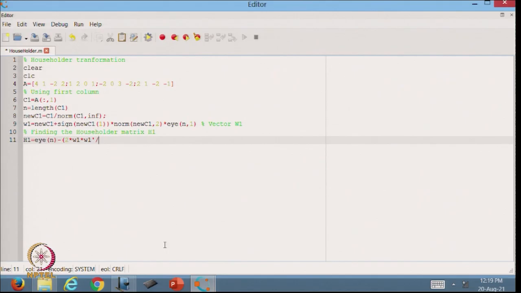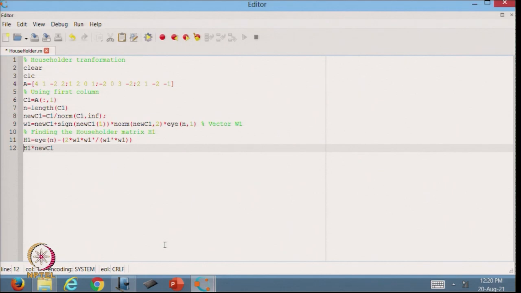and now this is the value we are going to take. So, I will define this one divided by W1 transpose multiplied by W1. So, this is what we have defined. So, that is my H1. Now, I want to see what will happen if I take H1 and multiply this one with a new C1. I will see this one.